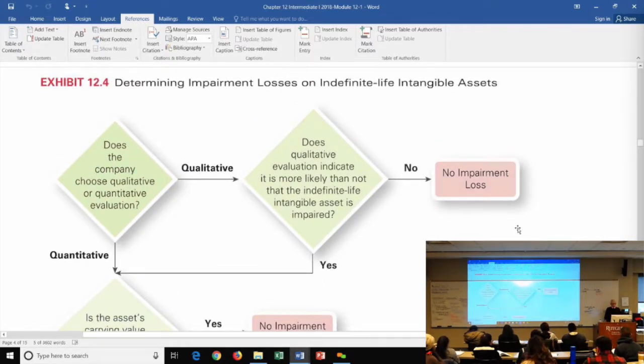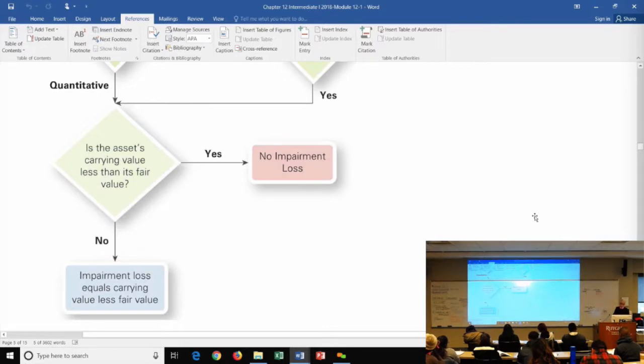You look at the qualitative factors, you do the more likely than not test. Does it indicate that the asset's impaired? Is it more than a 50% chance that the asset's impaired? If the answer is no, you're done. If it's yes, then you have to look at the asset's carrying value. And this is a fair value test. If the asset's carrying value is less than its fair value, there's no write-off. If it's greater, as we had in this case, there would be a write-off. So in our other example, if that asset was an indefinite life intangible, you would have the same loss, but you would just avoid that recoverability test.